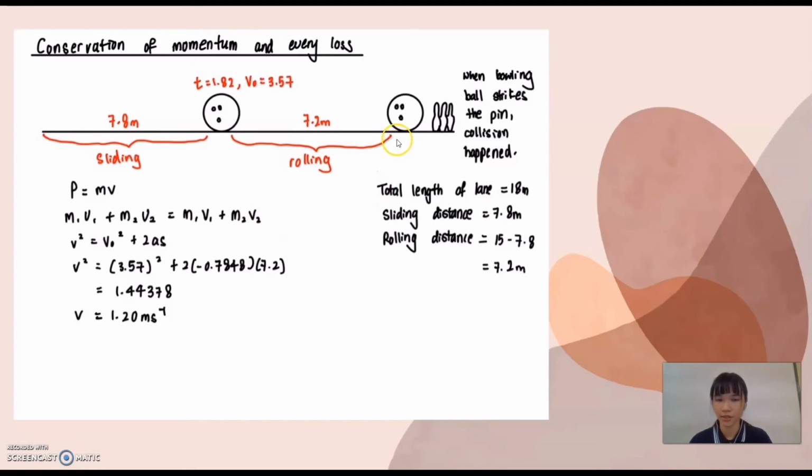Okay, so first we need to determine the initial velocity of the bowling ball before striking the pins. By using the equation v squared equals v0 squared plus 2as, we can find out the velocity of the bowling ball. But in this equation, the velocity of the bowling ball before striking the pin will be the final velocity, and the initial velocity will be the velocity that we got from the previous question. As we assume the length of the lane is 18 meter, and the sliding motion takes 7.8 meter, we can find the distance for rolling motion is 15 minus 7.8, which is 7.2. So we substitute the rolling distance and also v0 equals 3.57 into the equation, and we get the velocity of the bowling ball, which is 1.2 meter per second.